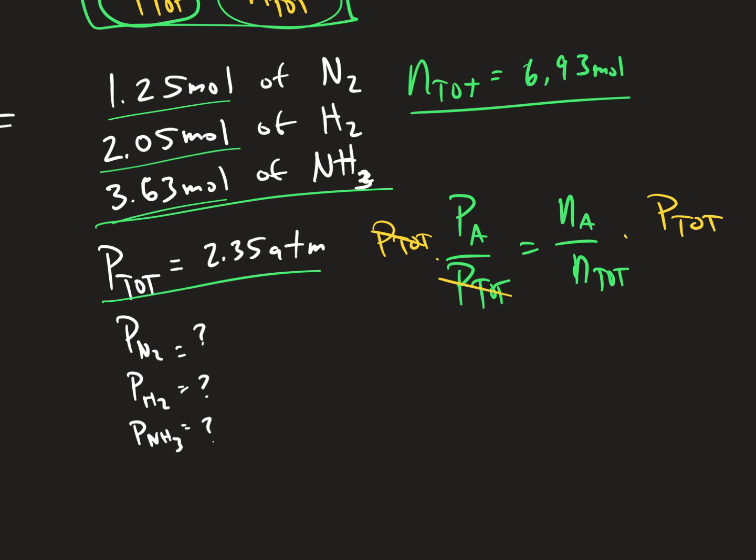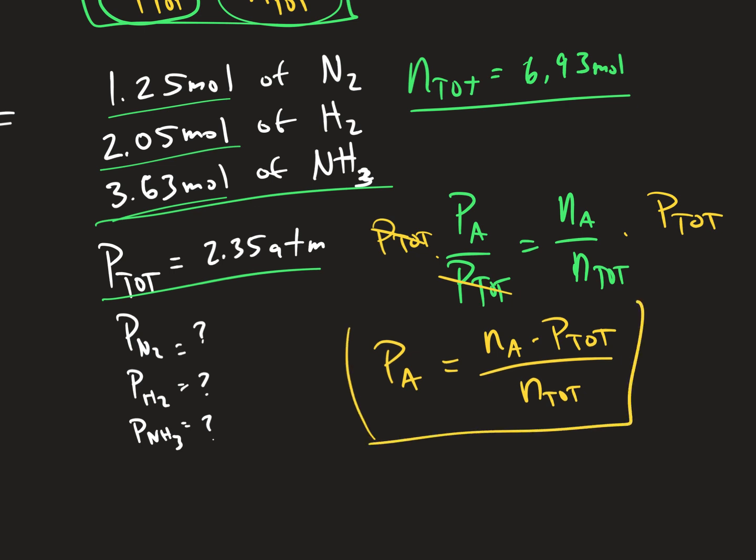You following me? And I have the partial pressure of whatever gas I'm looking for is equal to the number of moles of that gas times the total pressure divided by the total number of moles. And now it's set up for all three of these. Are we good? Any questions so far?